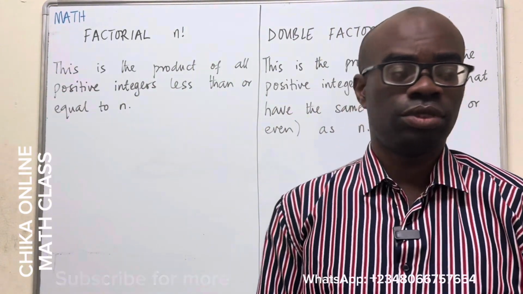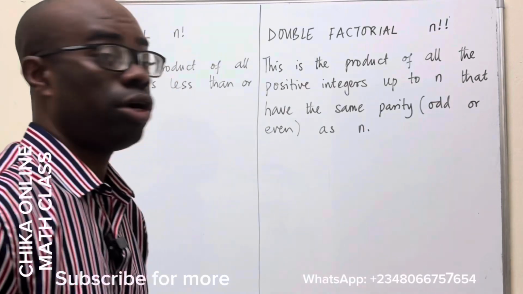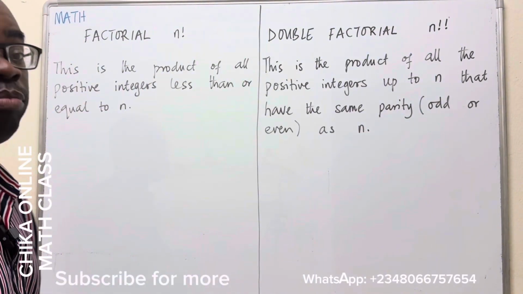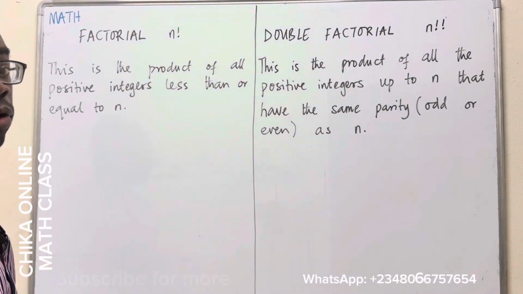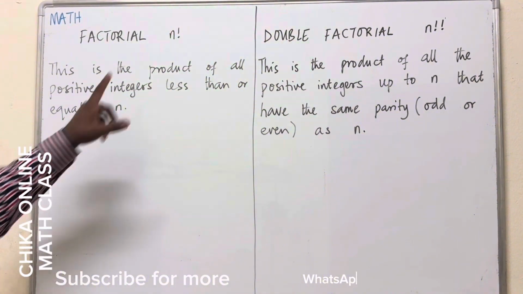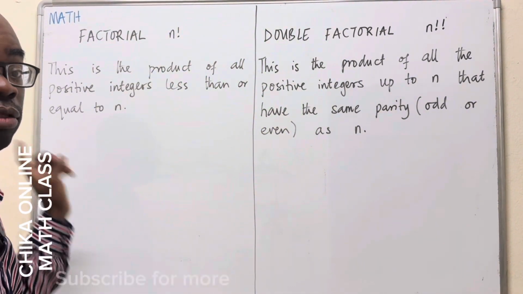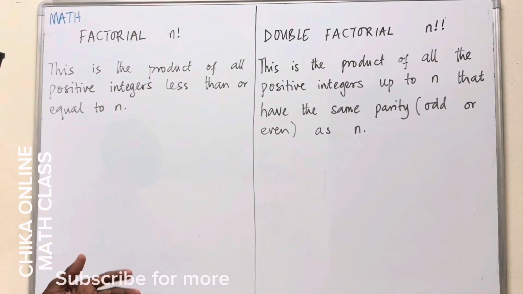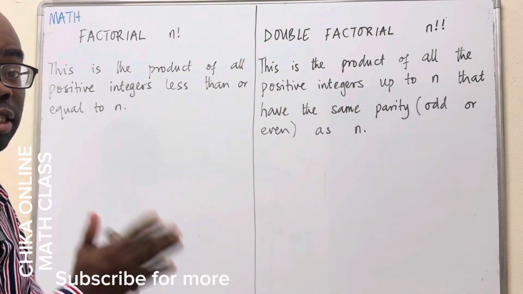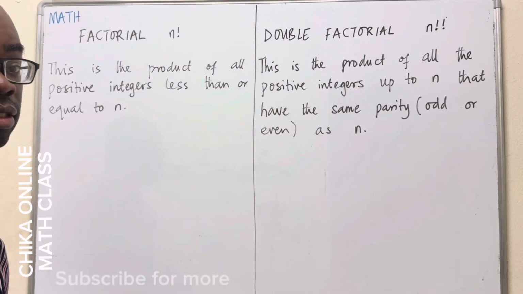Good day, viewers. Today we'll look at the concept called double factorial. Before that, let's refresh our mind and look at what factorial is. What is the factorial of n? The factorial of a positive number n is the product of all the positive numbers from 1 to n. That's the product of all the positive numbers less than or equal to n, up to n.